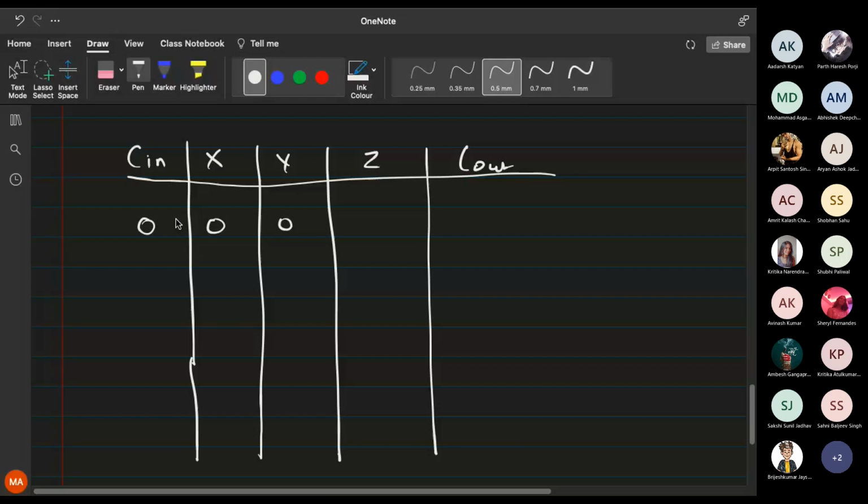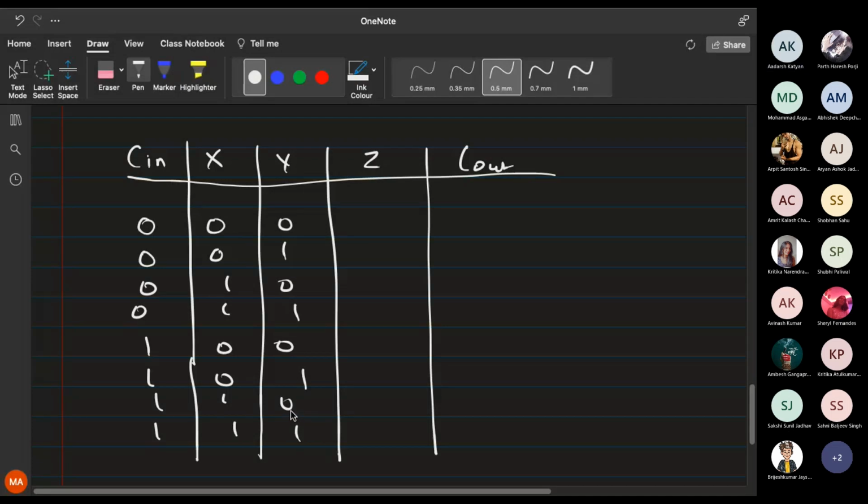So the first one is 0 0 0, यानी अगर previous carry was 0, x and y both are 0. फिर होगा 0 0 1, फिर होगा 0 1 0, then we will have 0 1 1. Then I'll have 1 0 0, 1 0 1, 1 1 0, and 1 1 1. इतनी possibilities हो सकते हैं. Correct है?